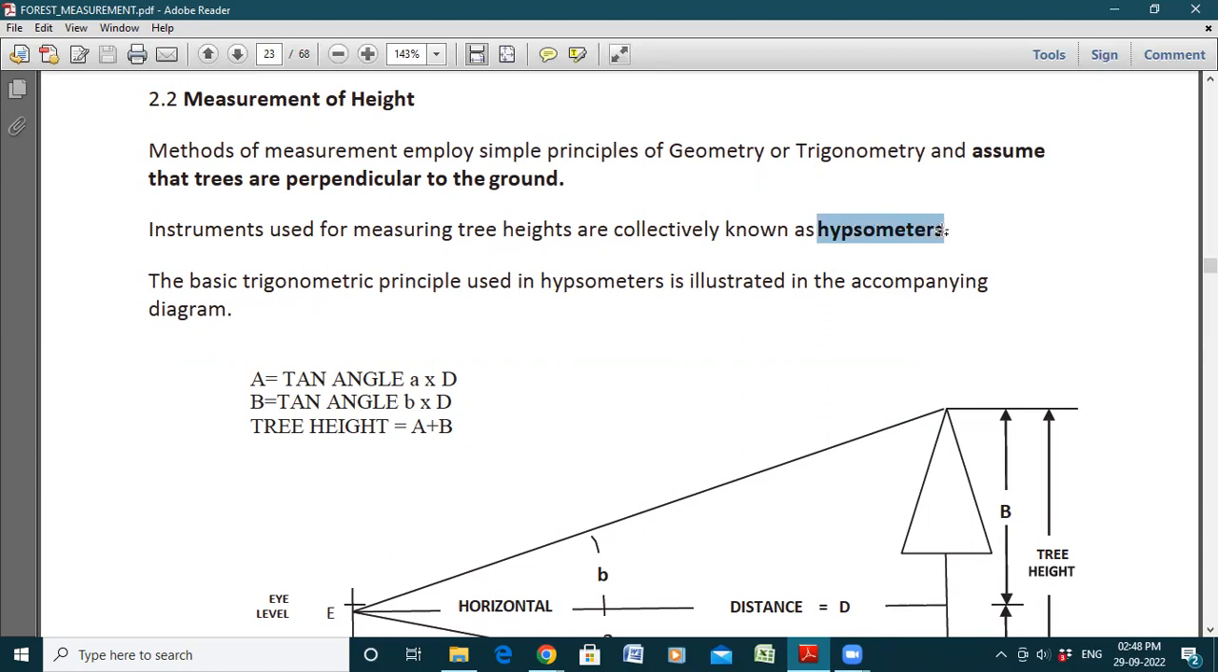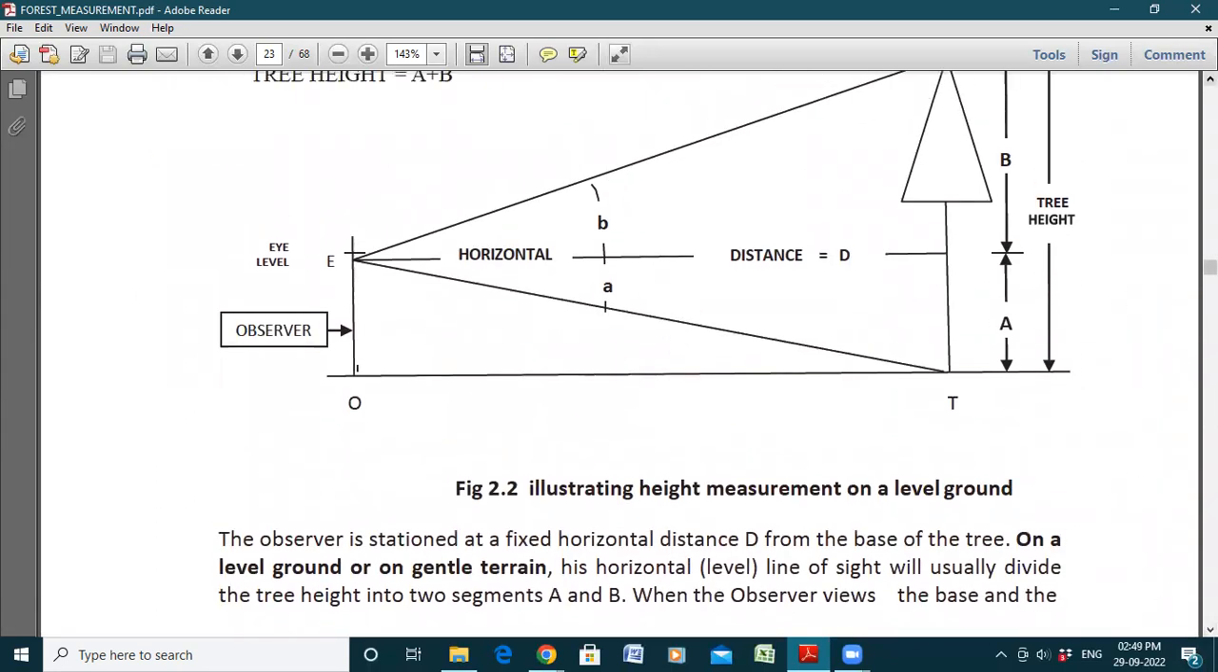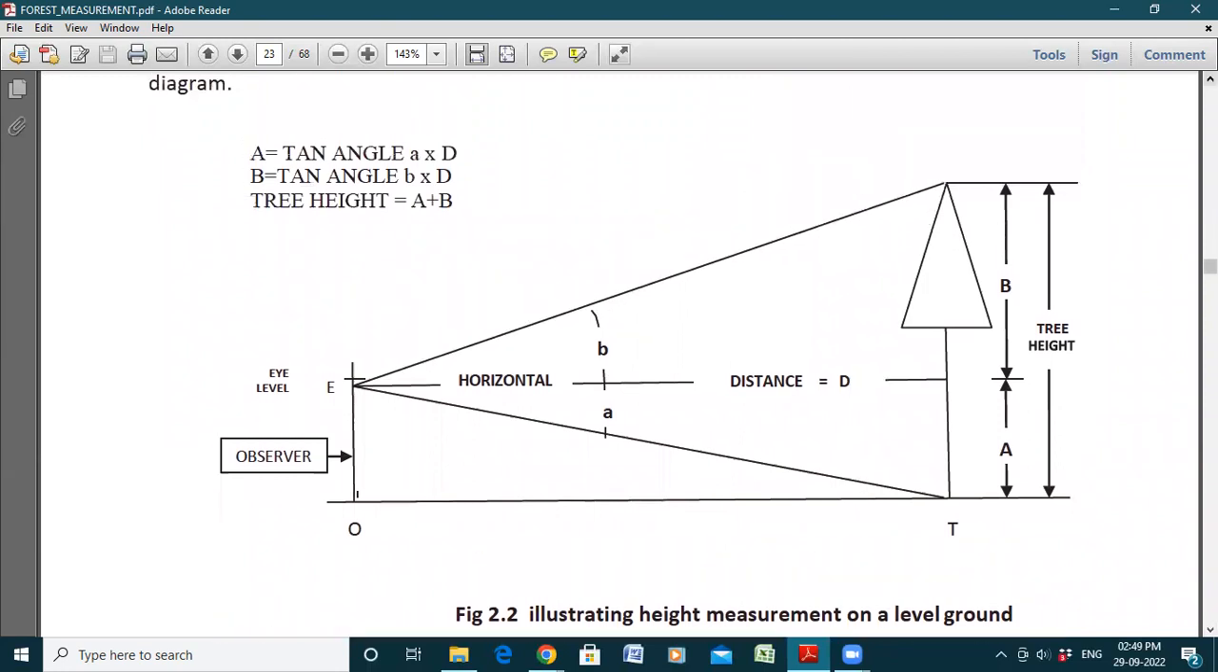So one question may come: the instrument used for measuring tree height is known as, the answer will be hypsometer, right? The basic trigonometric principle used in a hypsometer, you will see in this diagram. Look at the diagram very carefully. You can see the diagram showing the tree height.